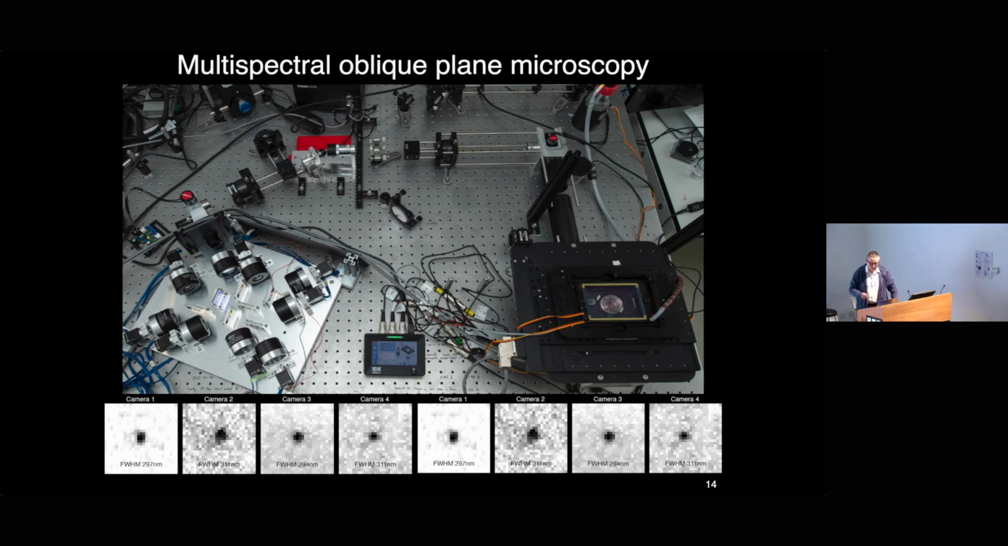So now we put the camera tree where the camera would go on that instrument, measure the point spread functions again, and they're as good as they were before we put the system on. So we've not compromised the resolution there.